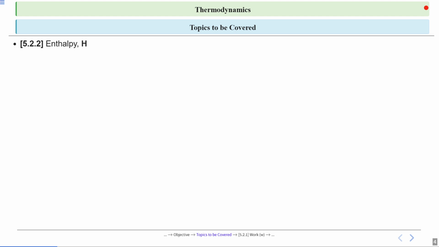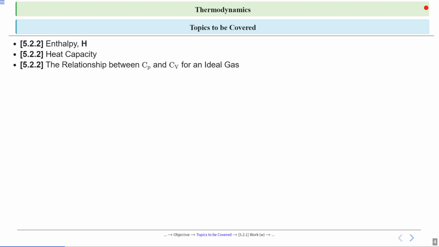Then if I talk about the specific topics that I am going to cover according to the NCERT, there will be 5.2.2, which is enthalpy, in which we will also cover the heat capacity, the relationship between the Cp and Cv. So the famous relationship, we will study it, try to derive it also, and in-text question, which is 5.5. Apart from this, we also have a very important topic. I am keeping this as a surprise for you.